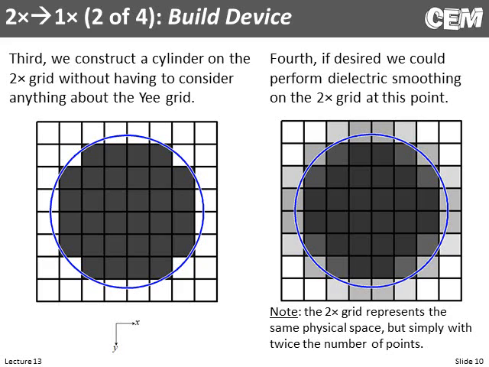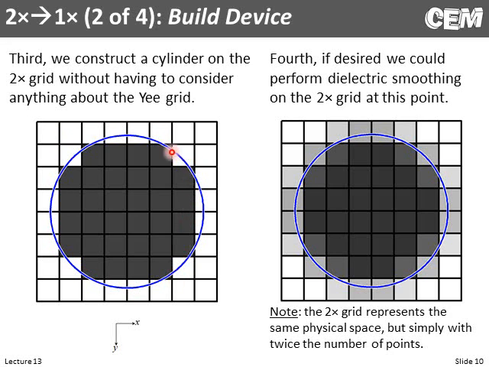So we have our 1x grid, and we'll calculate all the rules of thumb to figure out how big that needs to be, etc. We will then construct a 2x grid, something that has twice as many points, and the resolution parameters will be halved to represent the same physical amount of space. Then we're going to forget everything about Yee grids, which is really the good part about this, is we don't have to worry about, at this point, anything staggered. We'll just go ahead and build our device on the 2x grid as if we don't know anything about any kind of staggering. So here's the 2x grid and our dielectric cylinder.